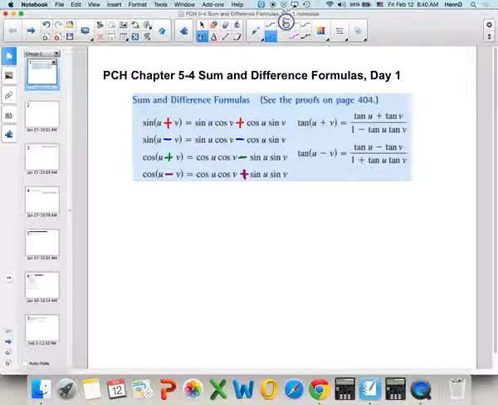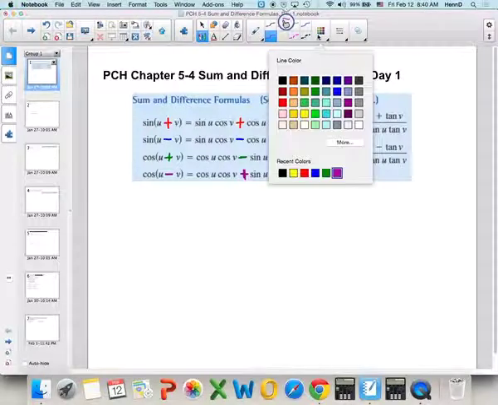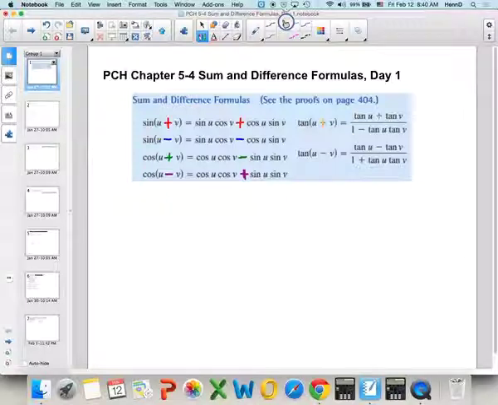Then you have the tangent. The tangent formula is a little more complicated, but again, the two are similar. Notice here, we have the tangent of u plus v. In the numerator, we have the same sign. It's tangent of u plus the tangent of v. However, the denominator has the opposite sign.